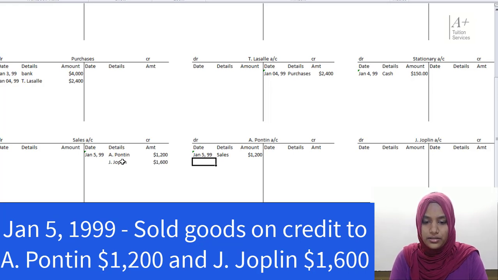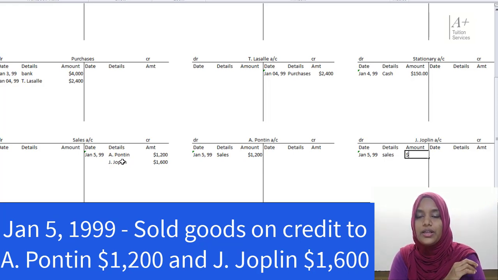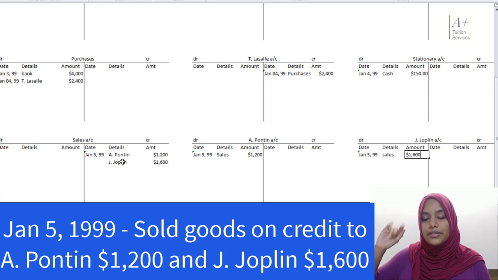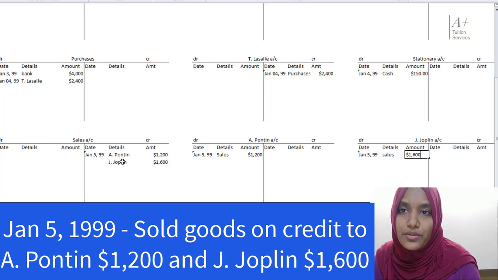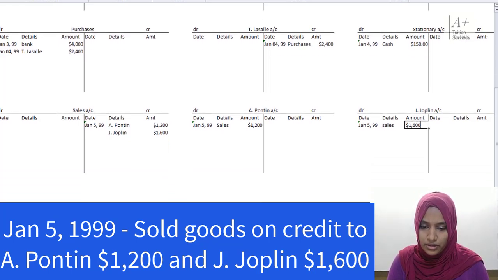Right, I'm there. January 5th, 99. We don't need to put the TH. And this is sales again, and we go in with $1,600, right? So they are both debtors, so their account will be debited. They get the goods, right? So their account is debited, and we lose by selling the goods on credit, so our sales account will be credited. And in general, the rule is all sales account is credited, right? I kind of run out of tables, so I just want to copy and paste a few quickly from another sheet.